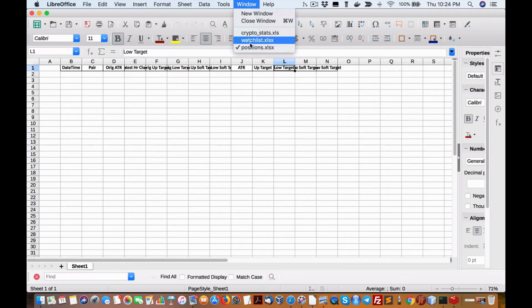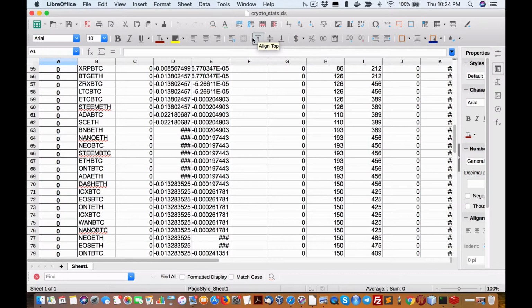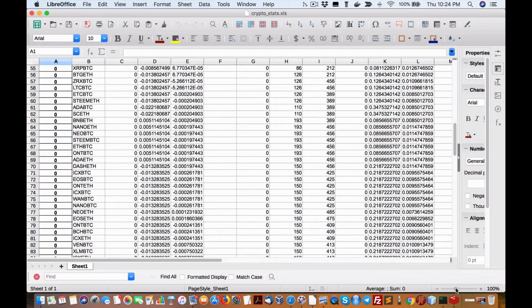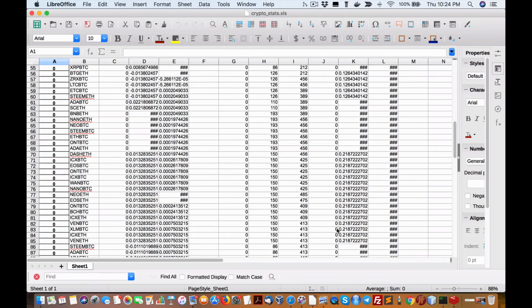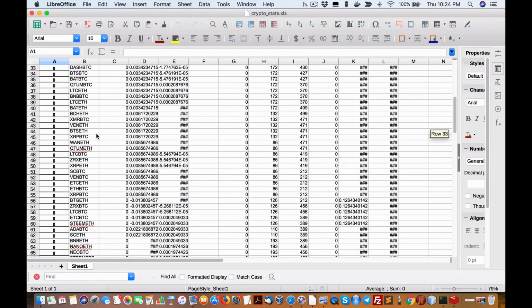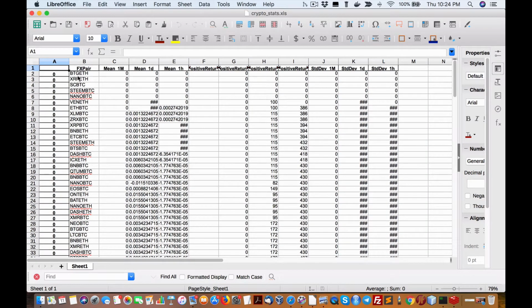We are going to show you three Excel files. First one's called crypto_stats. This is an important file for those that are into statistical information. So here we have the pair, we have the mean for the 1 month, which we don't really use at all.